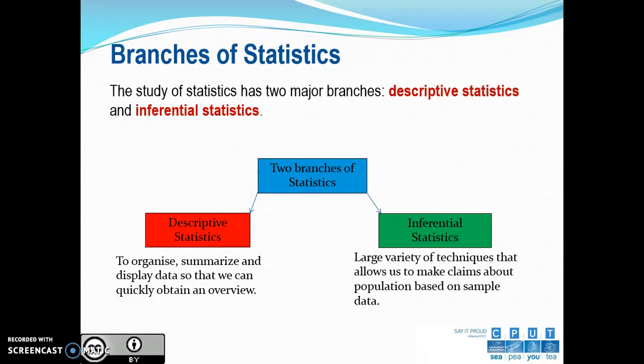Inferential statistics is a large variety of techniques that allows us to make claims about a population based on sample data. Descriptive statistics is to organize, summarize, and display data so that we can quickly obtain an overview. Descriptive statistics report only what was observed, whereas inferential statistics makes a claim about a population based on results taken from a sample, which is part of a population. However, it is very important to note that binomial distribution is equal to descriptive statistics.